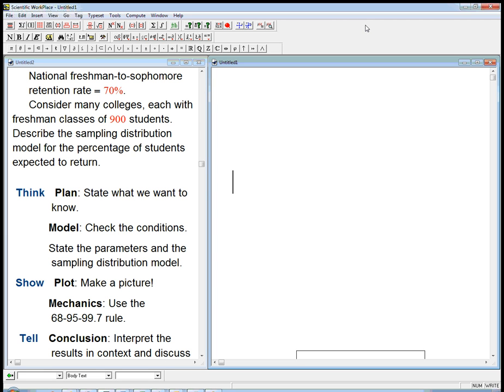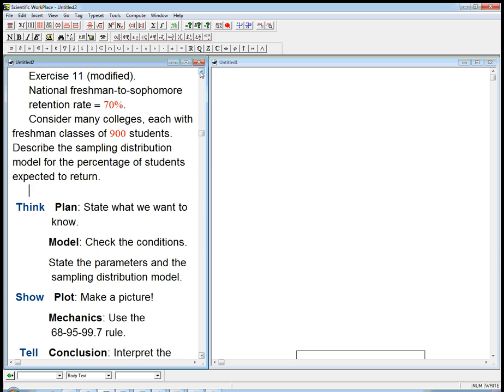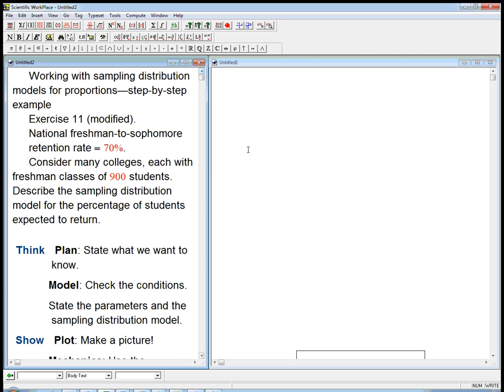Let's look at an example of using the sampling distribution model for a proportion. And it's also a little bit of an experiment for me. I'm going to try and emulate the book style of their step-by-step examples. Not sure if it's going to be a great idea, but I just figured I'd try. So I'm going to take exercise 11, this is from chapter 18. I'm going to modify it.